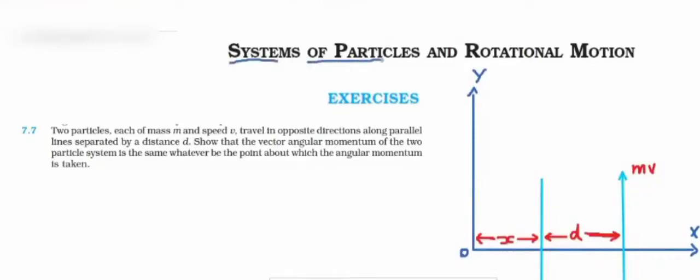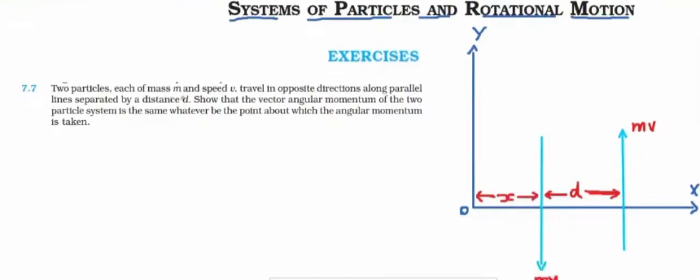Systems of particles and rotational motion, some more problems are remaining. Let's solve that. Question number 7. Two particles, each of mass m and speed v, travel in opposite directions along parallel lines separated by a distance d. It is given in the diagram. Two particles, mass m, velocity v, are moving in opposite directions with a separation distance d.